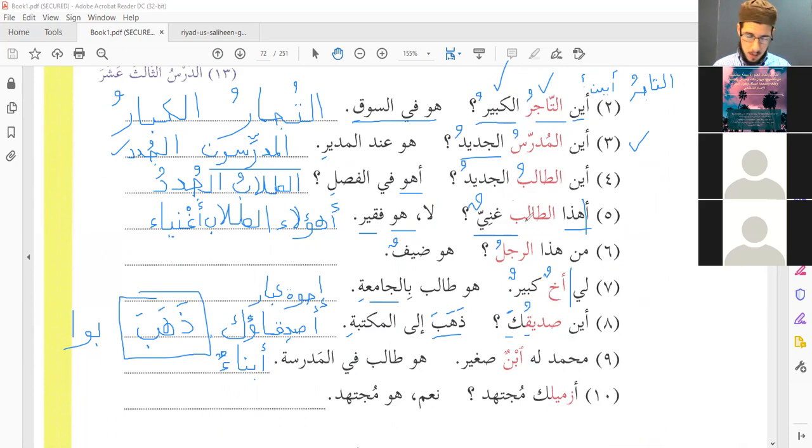Back to Brother Muhammad Mu'tasim, number 10. Azami Luka. Mujtahidun, Mujtahidu. Naam. Huwa Mujtahidun.